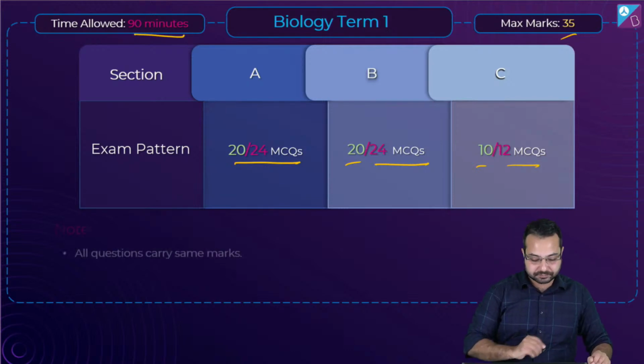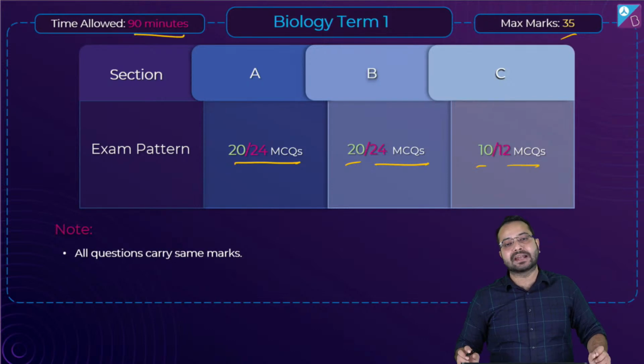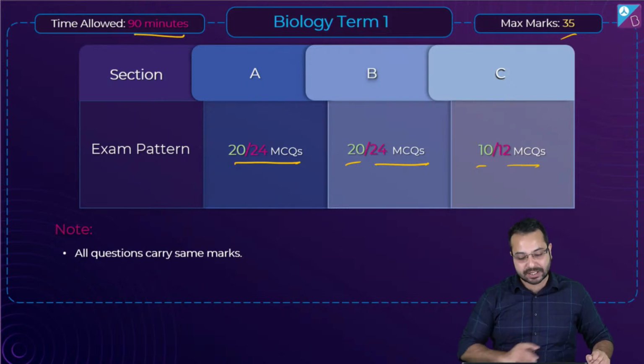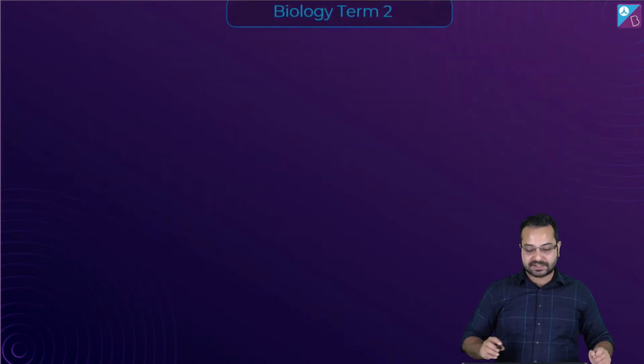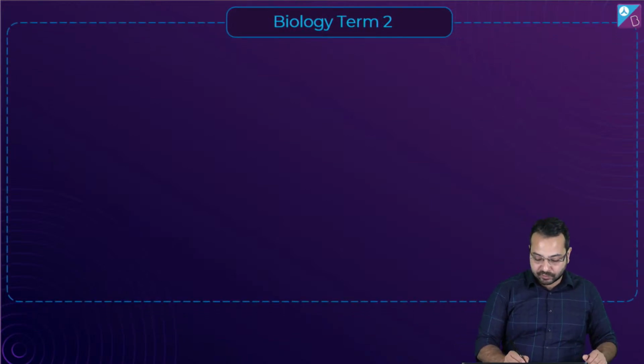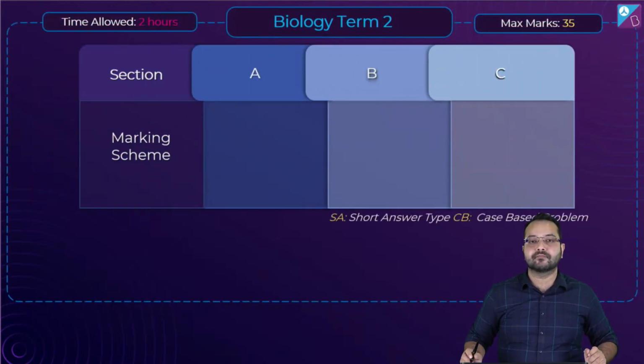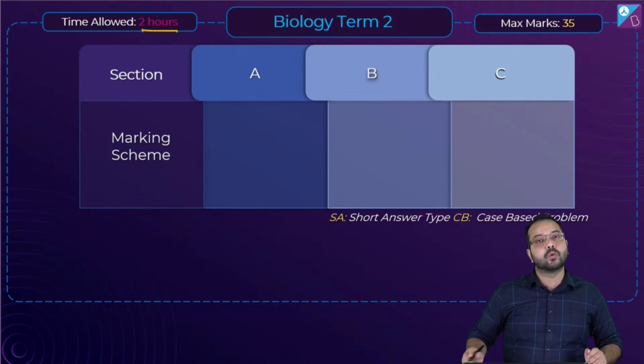Correct? All questions are going to carry the same marks. So that is for term 1. And what is the pattern for term 2? The pattern for term 2 is something like this. The time allowed is 2 hours. The maximum marks is 35.